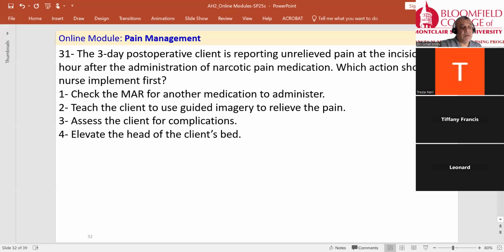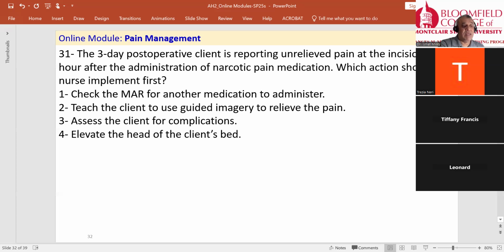Number 3. Exactly. Thank you. Why is 1 incorrect? Because they're experiencing a complication from the medication. The nurse should assess the client first. That may be an appropriate intervention, but it's unrelieved pain 3 days after the surgery. It may indicate a problem. So we have to assess the patient first, right? So that's why number 1 is incorrect.